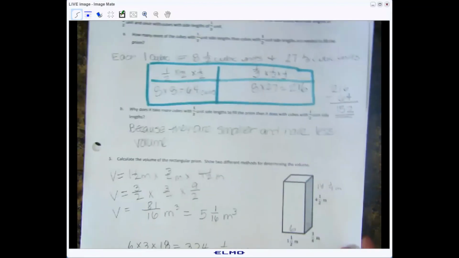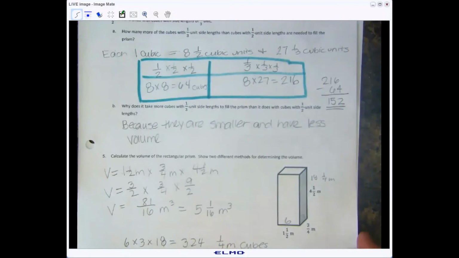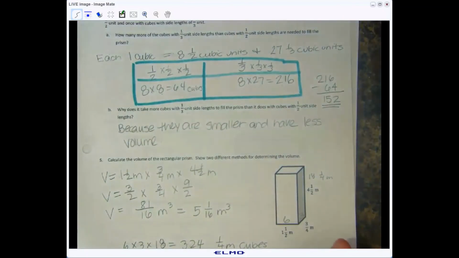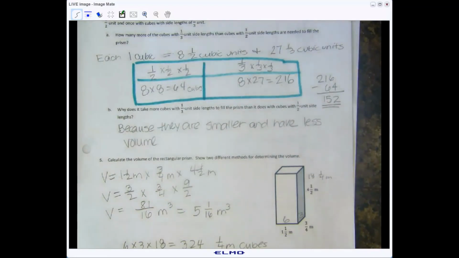So why does it take more cubes with 1/3 unit side lengths to fill the prism than it does with cubes with 1/2 unit side lengths? Well, because they're smaller. 1/3 is smaller than 1/2. If the side length of the cube is smaller, it will have less volume. It will take up less space. So therefore, you can put more in the box.